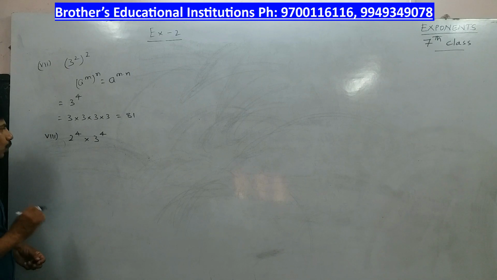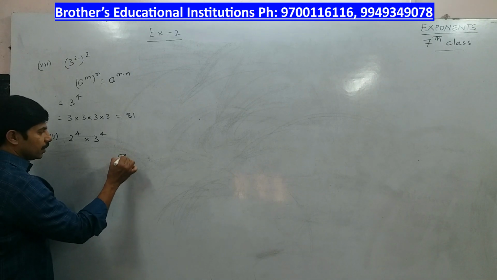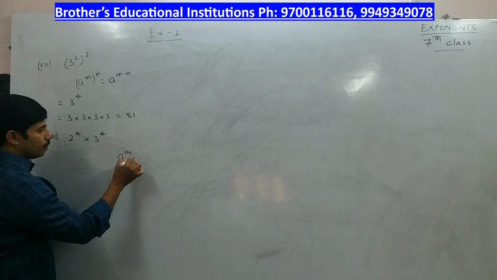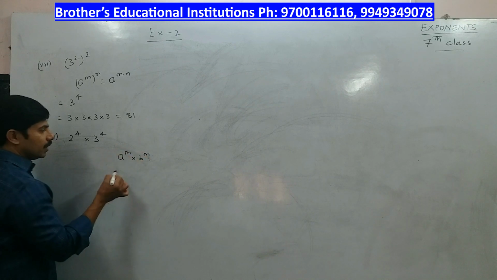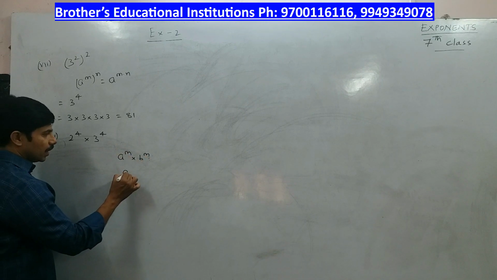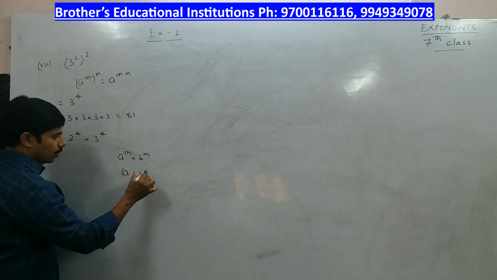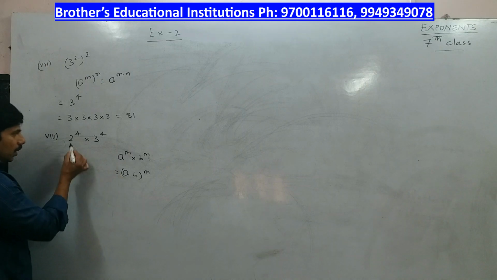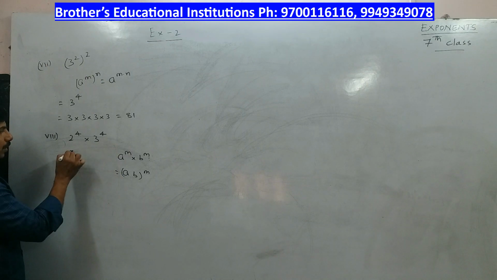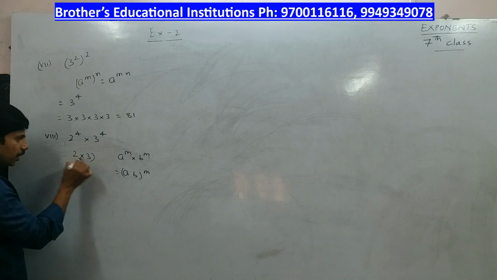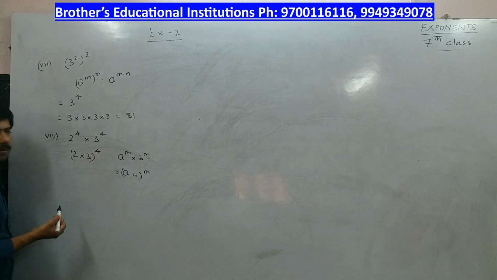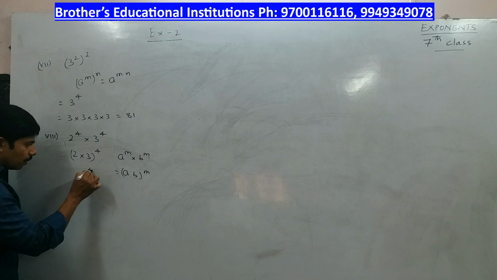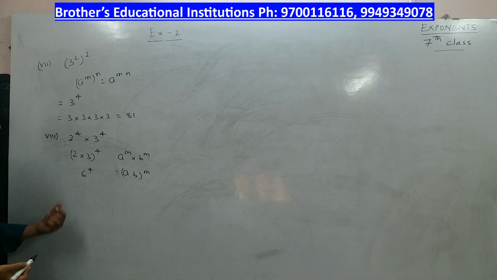So what we can do is, suppose you get a power m into b power m, this can be written as ab whole power m. So a power m, b power m, that means a into b whole power m, right? 2 into 3 whole power 4. So 2 3s are 6 to the power of 4. So we can leave this. So what is the answer for this? 6 to the power of 4.